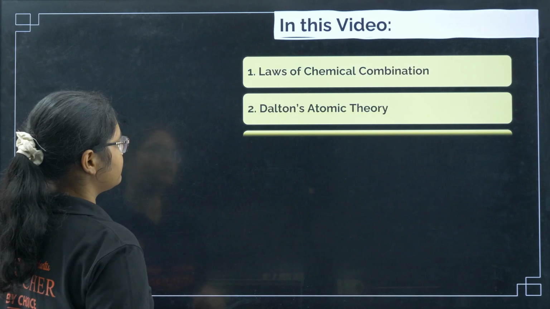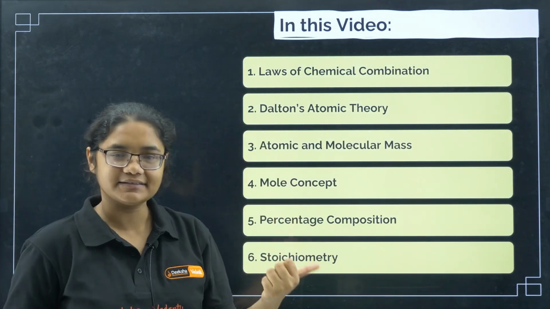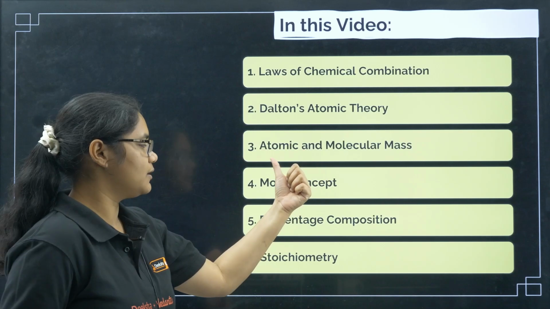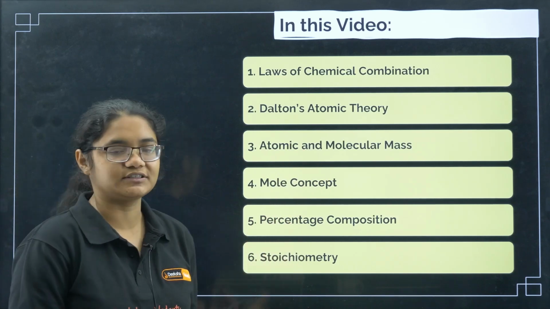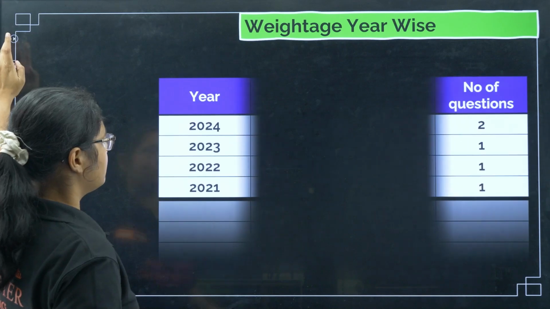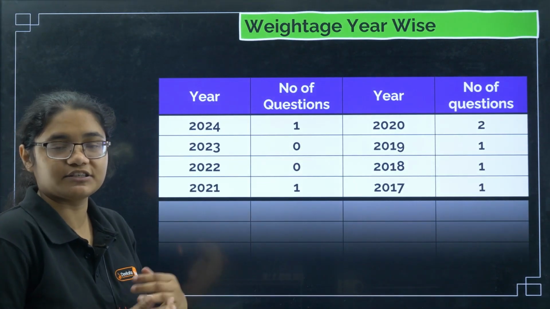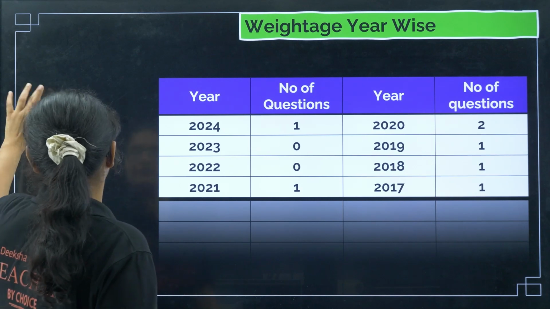In this video, first we will see the laws of chemical combination. Five laws are there: Dalton's atomic theory, atomic and molecular mass, mole concept, percentage composition and stoichiometry. Let's see the first one. Weightage, you can see it is almost 0 some years, but mole concept is something which can be used everywhere, so you should be knowing that.